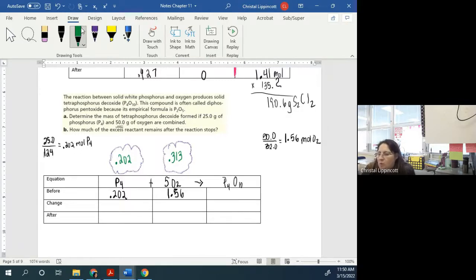Which one am I going to keep? The one for phosphorus or the one for oxygen? Phosphorus. Why? Because it's a smaller value. Right. So we're going to get rid of this guy. I'm going to get rid of him, and I'm going to keep this one. And then we're going to proceed the way that we have been up to this point.